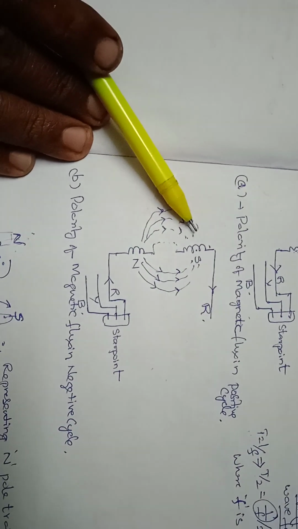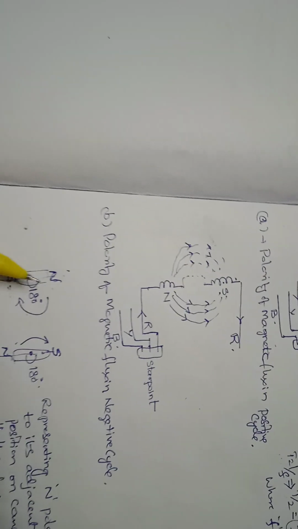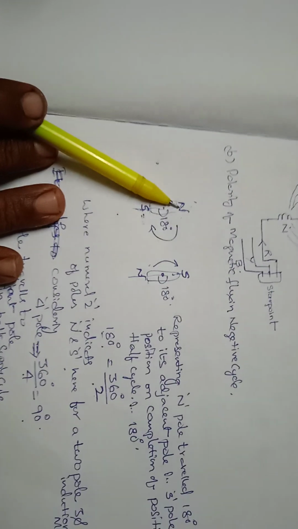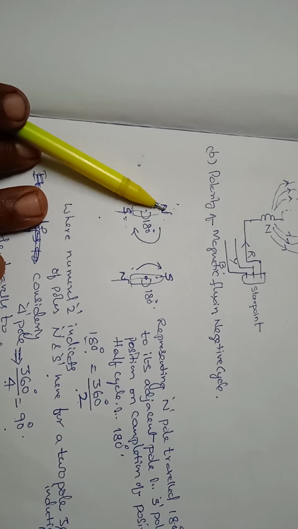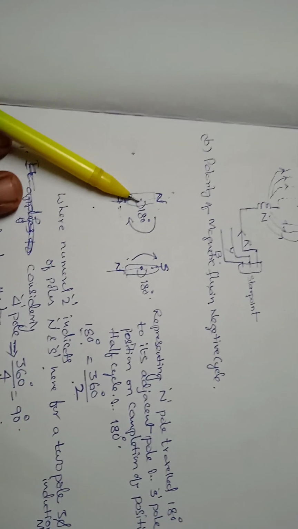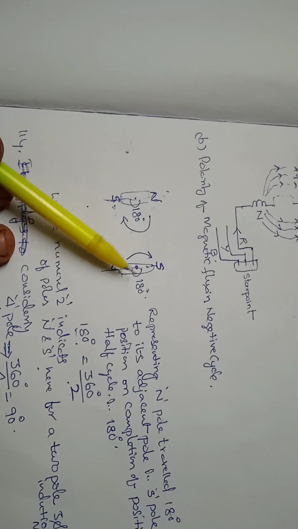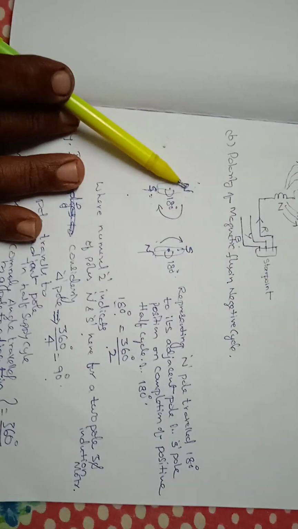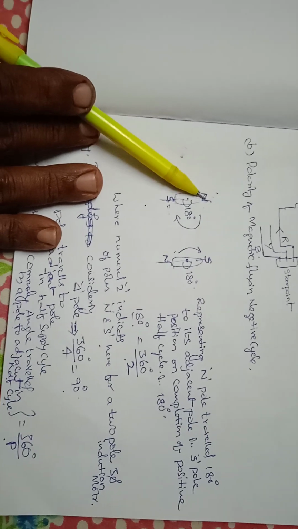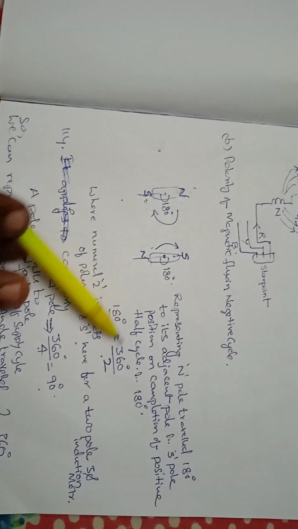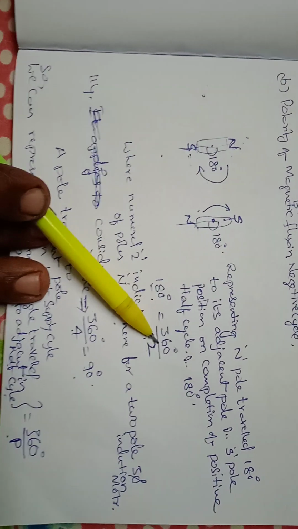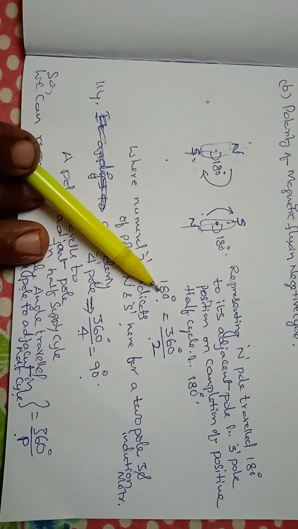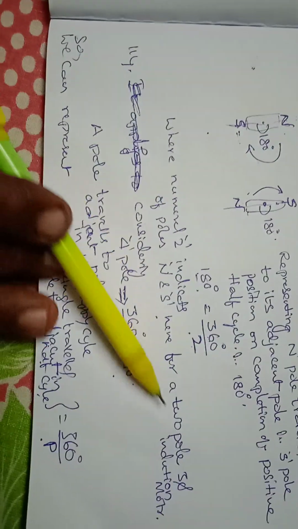So in a half cycle period, the magnetic flux will shift. The north pole shifts to the south pole position, exactly 180 degrees in half a cycle, because the polarity changes in half a cycle. Taking a single pole, for example the north pole, it travels about 180 degrees. That is half of 360 degrees, so 180 is equal to 360 by 2. Here the 2 represents the north and south pole, that is 2 poles.